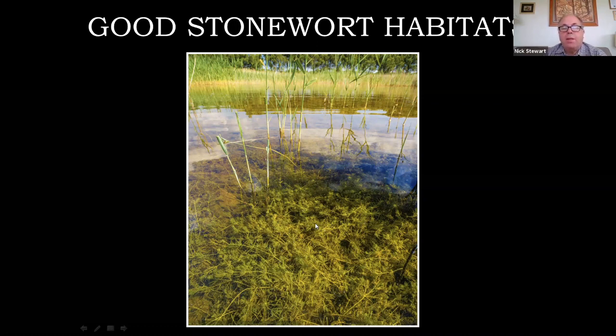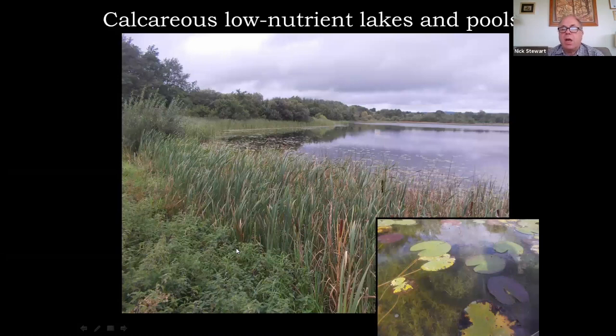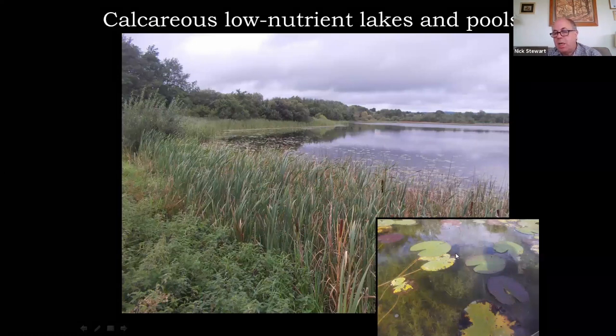So one of the main habitats for stoneworts are these calcareous lakes, which are often referred to as marl lakes, and often they will be the dominant vegetation underwater. You'll get forests of Chara in this habitat as the dominant biomass underwater.